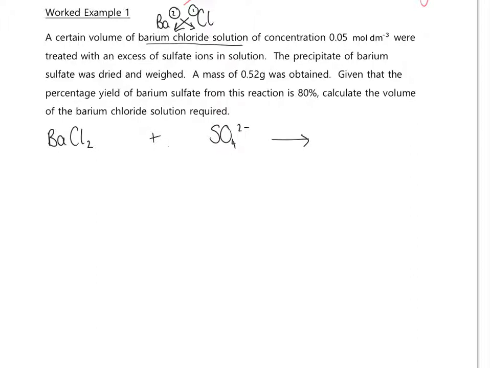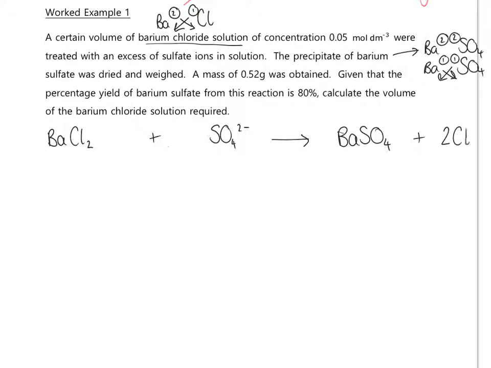We're producing barium sulfate. Again, barium with a valency of 2, sulfate with a valency of 2. That cancels down to 1 to 1. So it's just BaSO4. And then what essentially has happened is the sulfate has replaced the chloride ions in your salt. So the chloride ions are essentially thrown out of the barium. So you're just left with 2 chloride ions.